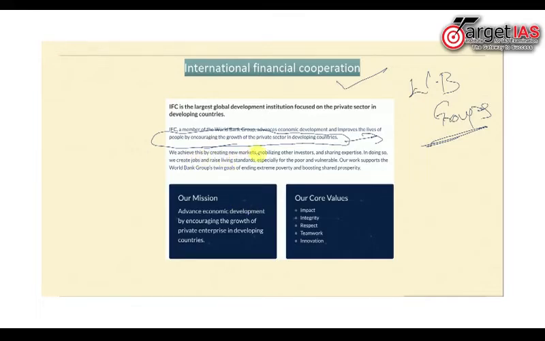So they give you a new market and they mobilize other investors. They mobilize investors to invest, and the goal is to end extreme poverty and boost shared prosperity. These are the social objectives. Obviously, economic objectives are associated with the social objectives. So these are the financial institutions.